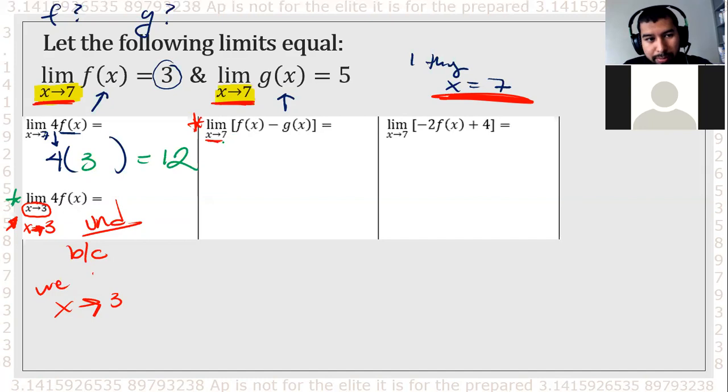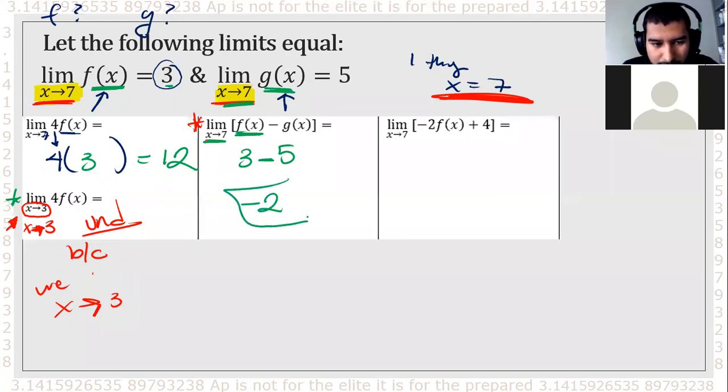This one should just be basic subtraction. So as x goes to 7 for my f function, because x equals 7, gives me 3. So it's going to be 3 minus my g function as x goes to 7 is 5. So 3 minus 5, that gives me a limit of -2.